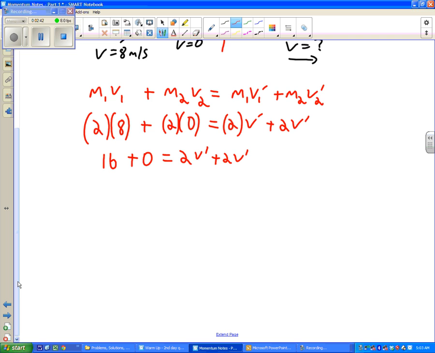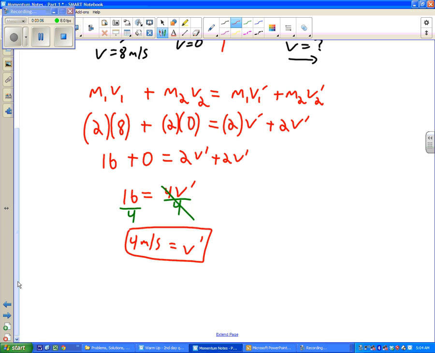Scroll down a little bit. So this would equal 16. 2v prime plus 2v prime, those are like terms. I can just add those together. Find v prime, divide both sides by 4. And I get v prime equals 4 meters per second.